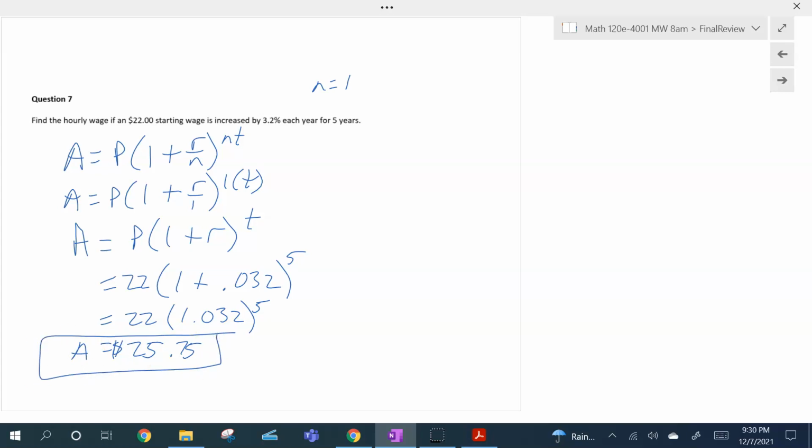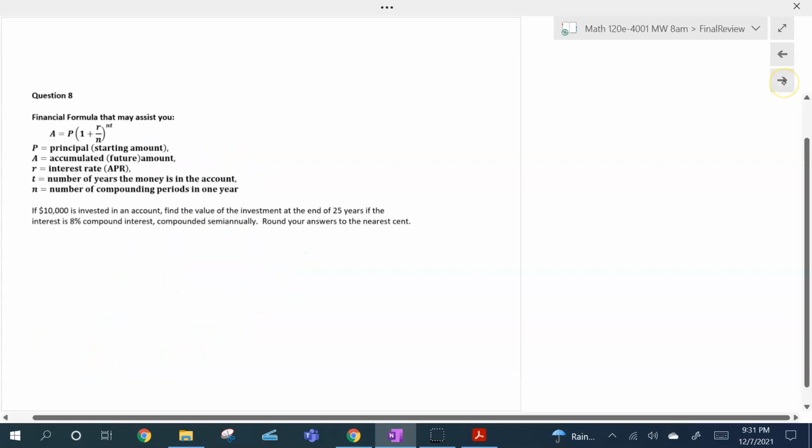I'm going to round that to the nearest cent. 25.75. So that's the same thing as if you took 22 and multiplied it by 1.032, then multiplied that by 1.032 again, and you did that 5 times, right? You get that 25.75 if it goes up by 3.2% each year, right?